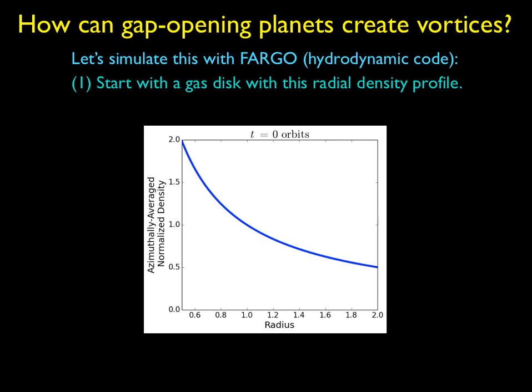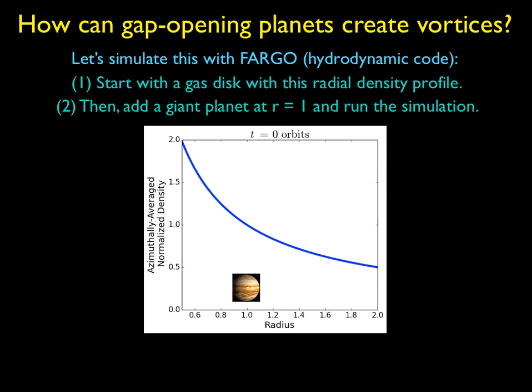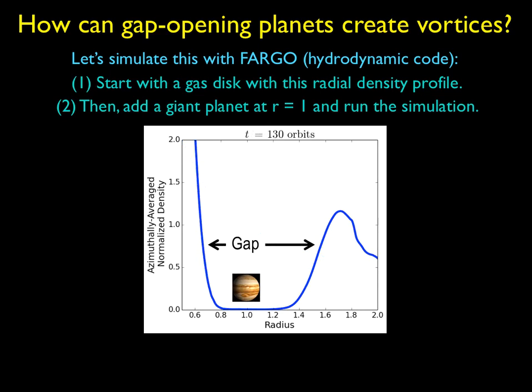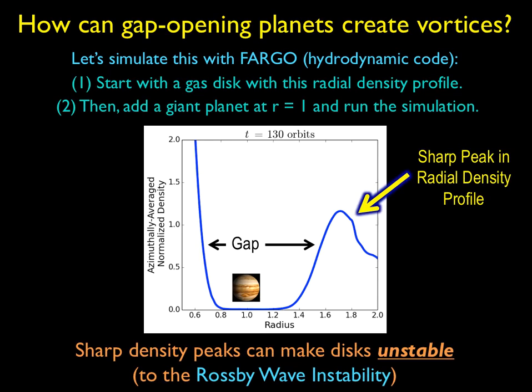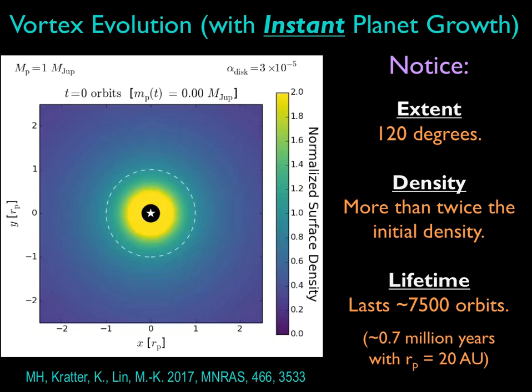And most previous studies of this problem start with a gas distribution following the smooth radial density profile. They then add a Jupiter mass planet to the disk. And after running this simulation, they find that the planet will quickly open up a gap within about 100 orbits, which creates a sharp peak in the disk's radial density profile. If that peak is too steep, it will make the disk unstable and trigger the Rossby wave instability, which will eventually create a vortex. Now let's watch what that looks like.